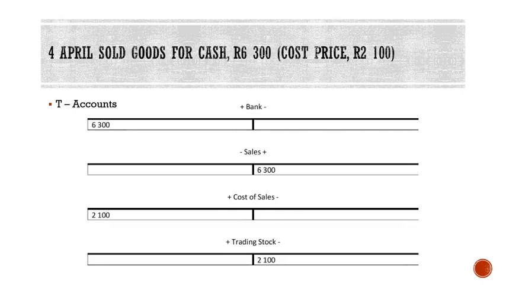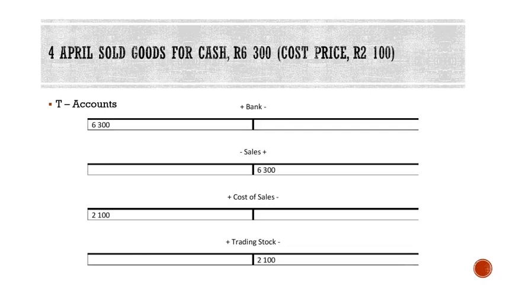On the 4th of April, sold goods for cash to the value of 6,300 and the cost price was 2,100. T accounts of this transaction. Bank will increase in the debit side with 6,300. Why? Because we received sales to the value of 6,300. Remember, bank is an asset and assets increase in the debit side. Sales is an income and sales increases in the credit side, and income will have a positive influence on owner's equity. Remember that for the accounting equation.